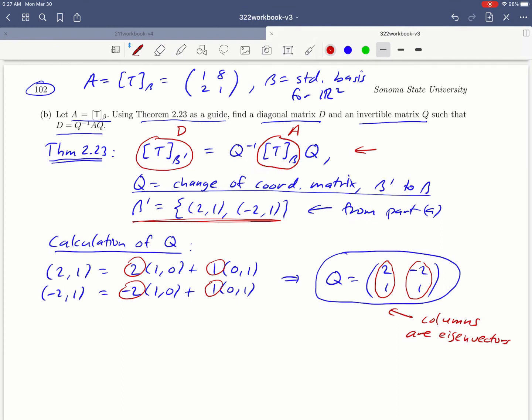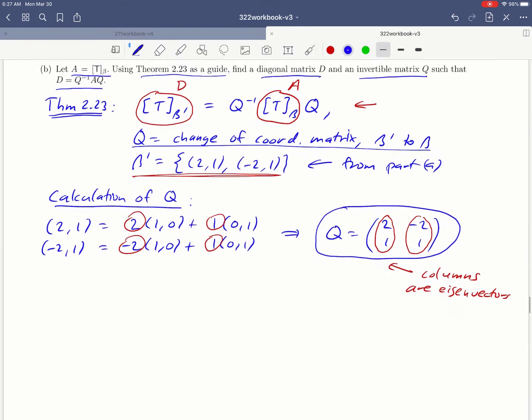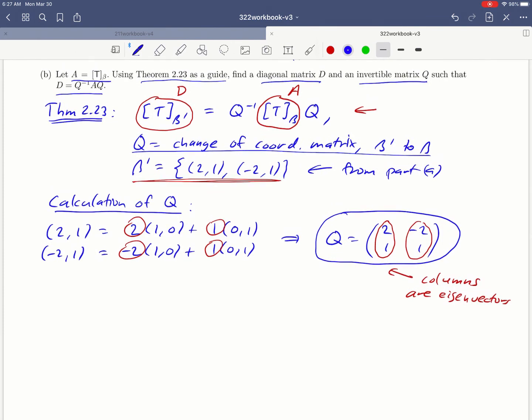Okay, so we have calculated Q. Let's move on and see if we can calculate the other side of our equation here, the matrix of T relative to beta prime. See what happens there.